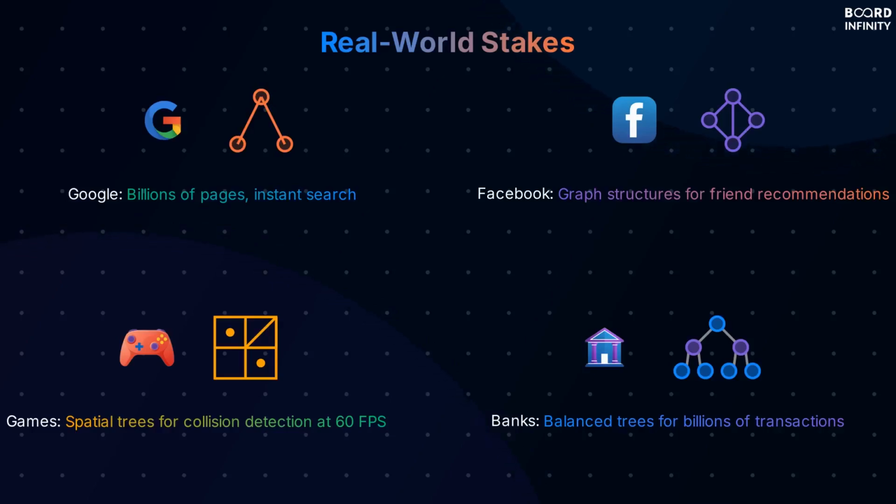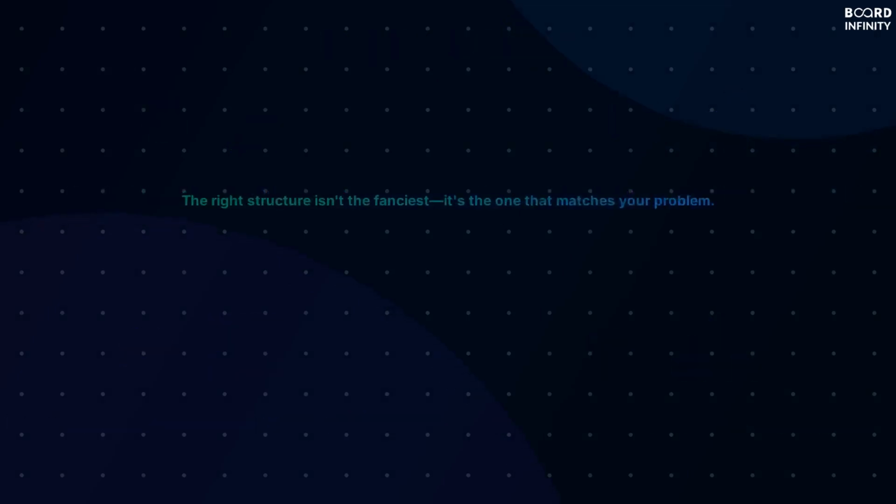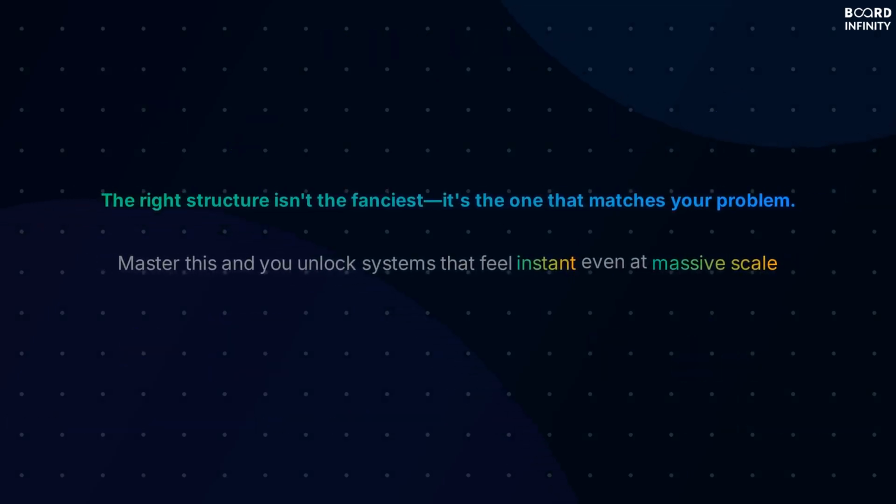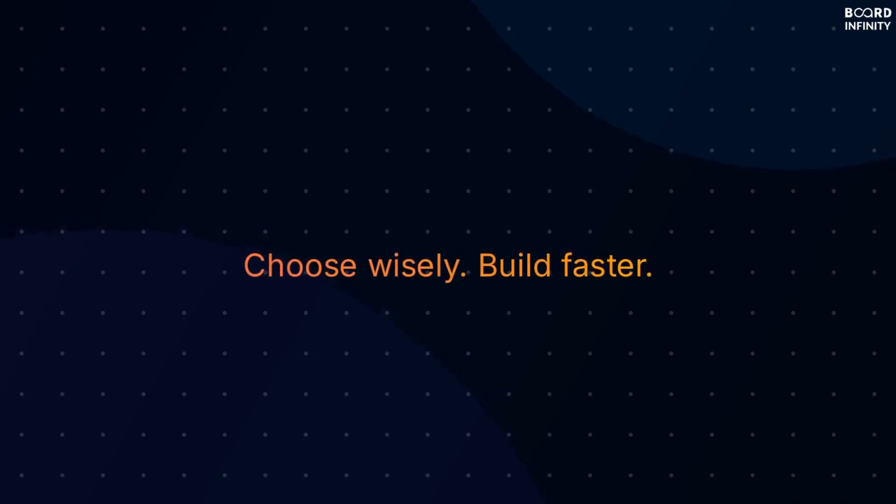The right structure isn't the fanciest. It's the one that matches your problem. Great engineers are effective because they understand trade-offs and choose deliberately. Master this mindset, and you'll build systems that remain fast, reliable, and scalable long after the data grows beyond what you originally imagined.